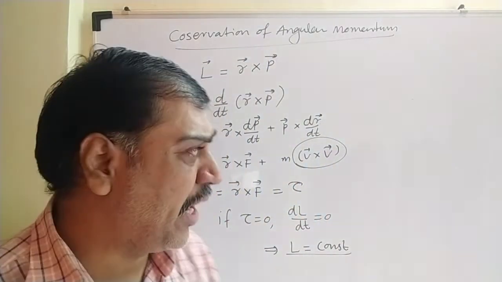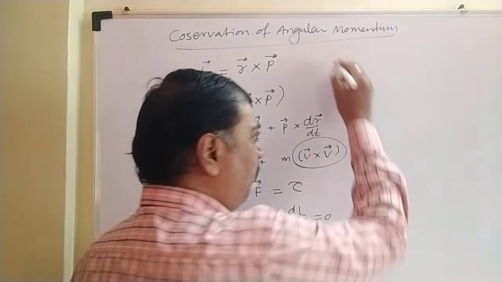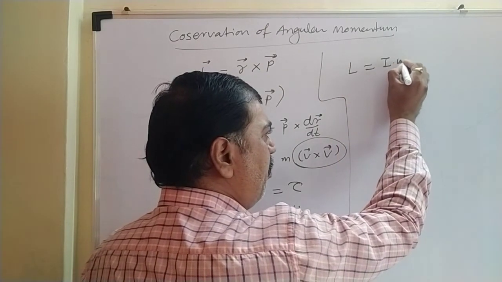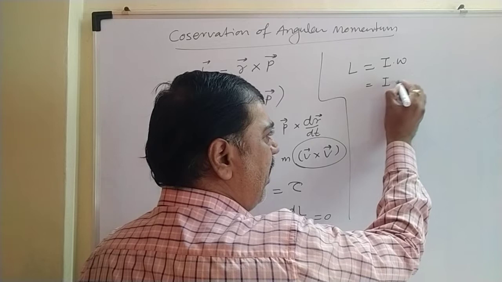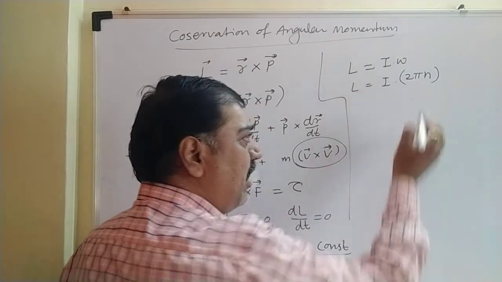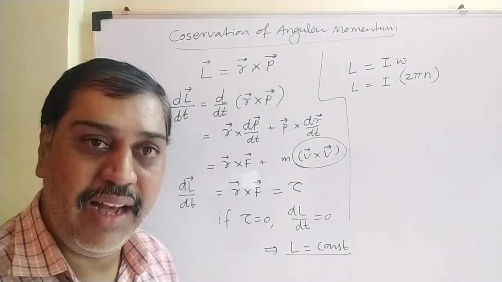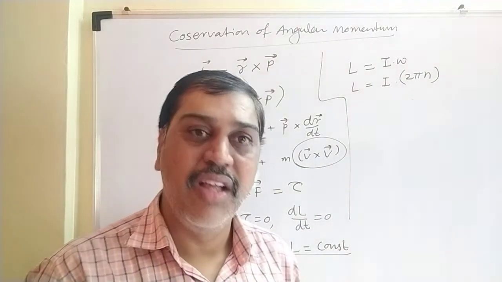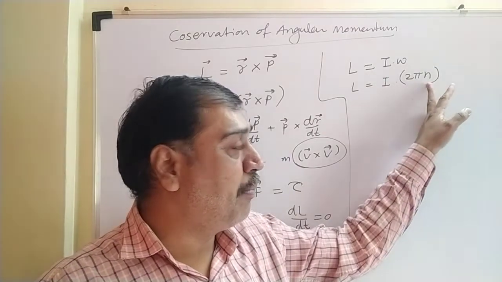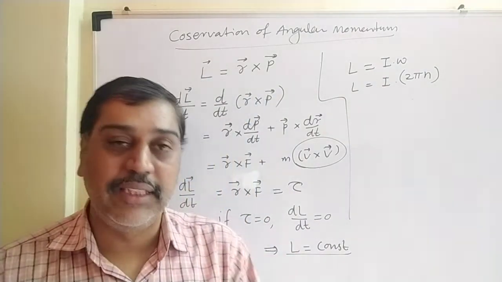Before going into applications, in your book we have derived one equation, L equal to I into omega. But omega can be written as 2 pi n, n is the frequency. So L equal to I into 2 pi n. We have put the value of omega. So we can write this equation here also. I is the moment of inertia, 2 pi is a number, n is the frequency. Okay. So this thing is there.